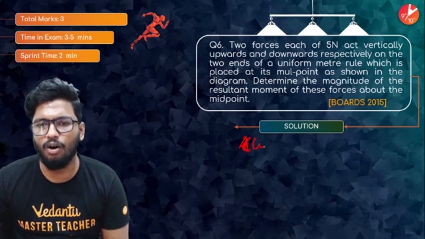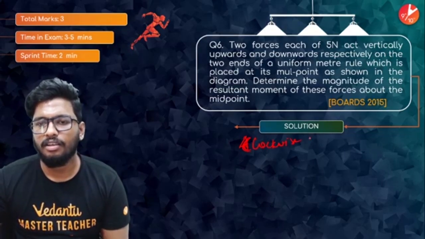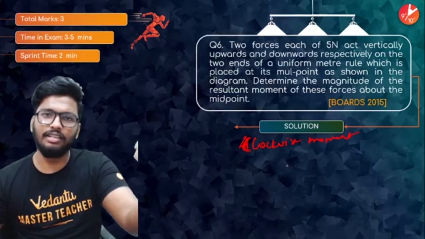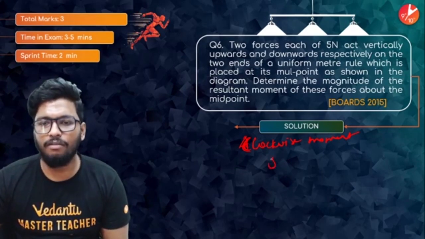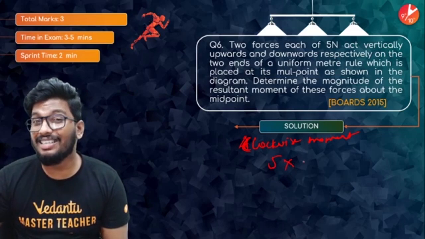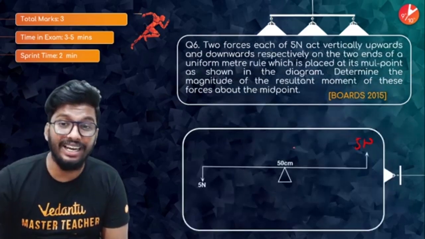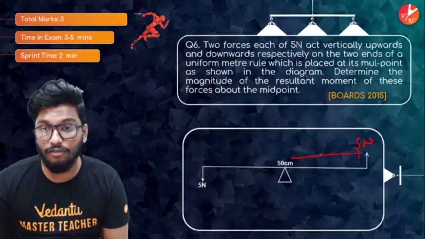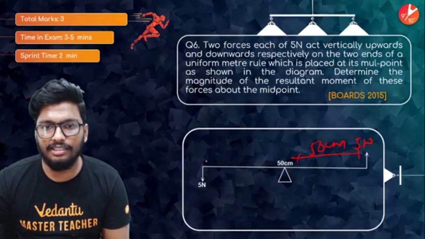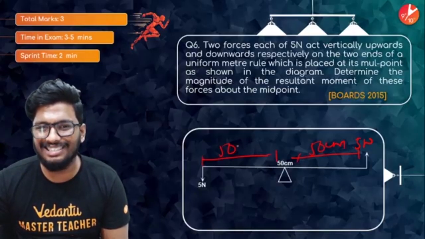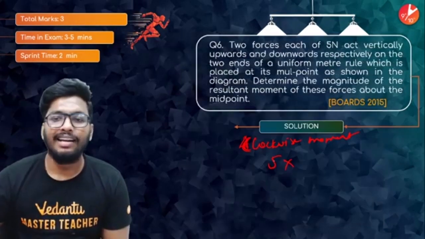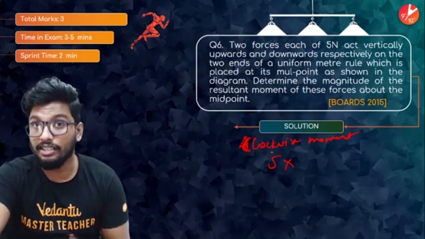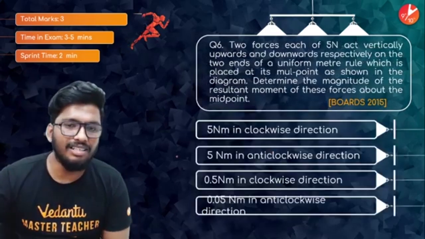The clockwise moment is what? What is the formula for moment? It's nothing but tau is equal to force into the perpendicular distance. Force is 5 Newton. Now the perpendicular distance from the midpoint is 50 centimeter. This distance is also 50 centimeter from the midpoint, because it's a 100 centimeter long scale. Now, look at the unit. They've given it as Newton meter.